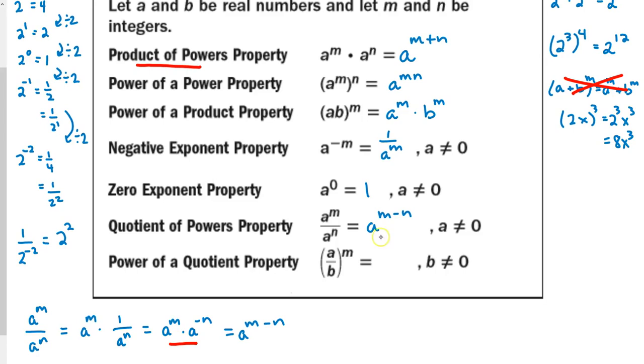And then the power of a quotient: a over b to the m equals a to the m over b to the m. An example of that might be x over 3 to the 4th power, which is the same thing as x to the 4th power over 3 to the 4th power. And then we could make that x to the 4th power over 81. So there we have all of our basic exponent properties.